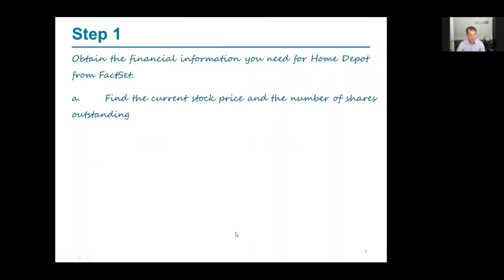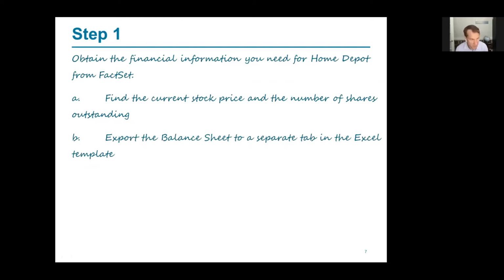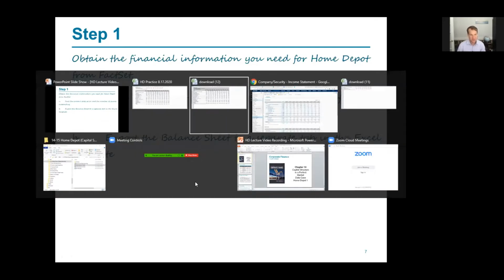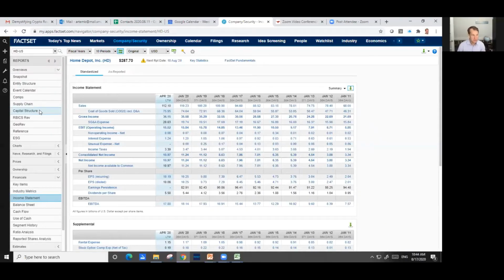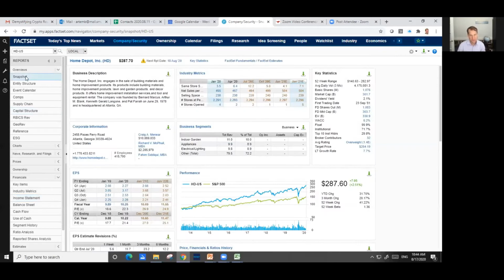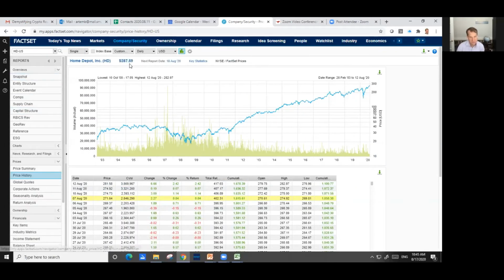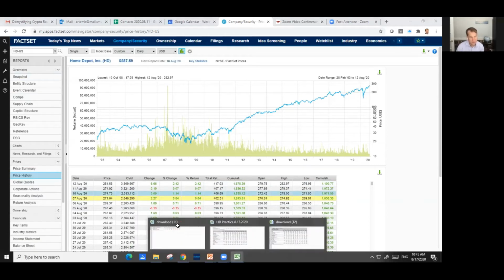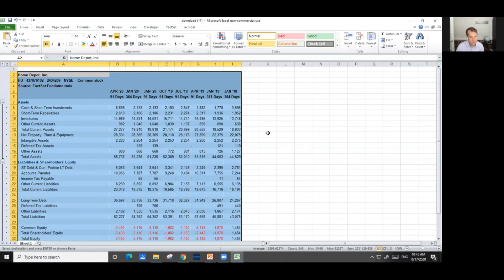Let's look at the next step in our assignment. So I just did step 1B. Let's go back to step 1A. Find the current stock price and number of shares. That's pretty easy. We'll go to snapshot, pick 287.59, which is the current share price for Home Depot.